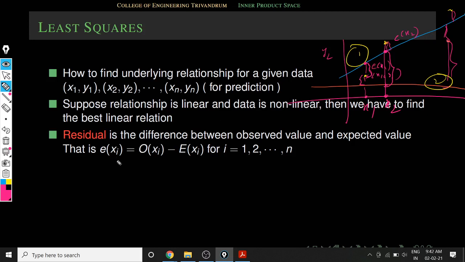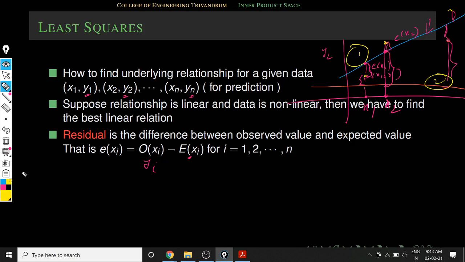What is e of xi? E of xi is the observed value minus expected value. Observed value means our yi, the actual observation. These are the observed values. We are considering the values from the experiment. That is our observed value. This is the expected value from the relation. In the case of the blue straight line, if you fix this blue straight line as the expected relation, then the error is from this straight line. Expected value is this one.